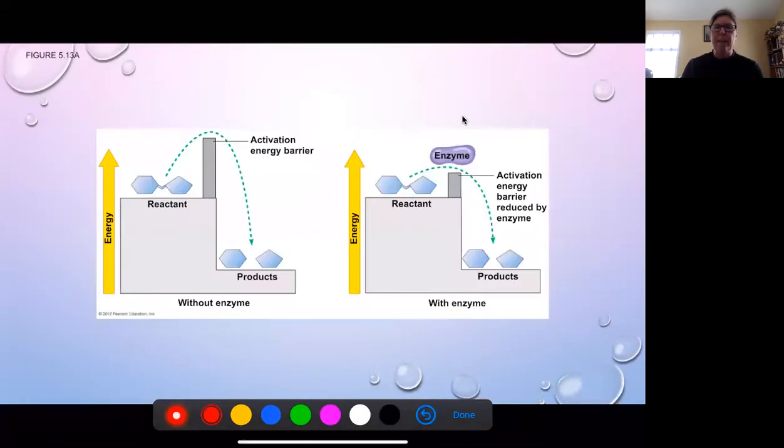So here is a side-by-side comparison, and you can see that our activation hill, or our hurdle to get up and over, is much larger than with our enzyme. So this speeds up the rate of our chemical reaction by lowering the activation energy required to get from reactant to product.